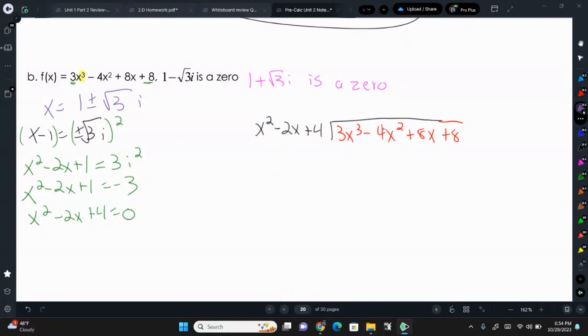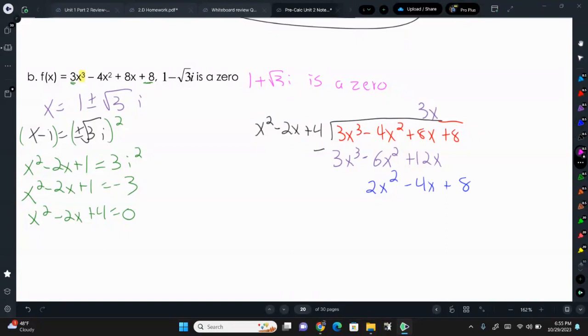Okay, so then how many times does x squared go into 3x to the third? That's 3x. 3x times x squared is 3x to the third. 3x times negative 2 is negative 6x squared. 3x times 4 is 12x. Subtract. We get 0. Then we get negative 4x minus negative 6x. That gives us 2x squared. 8x minus 12x is negative 4x. And then we bring down the 8.